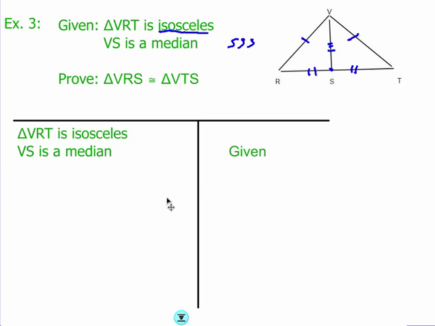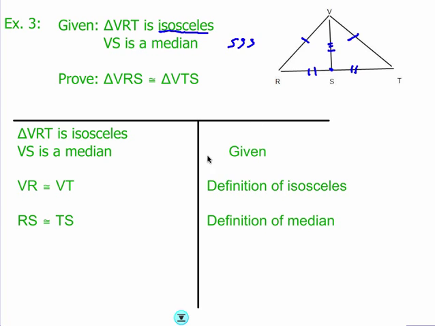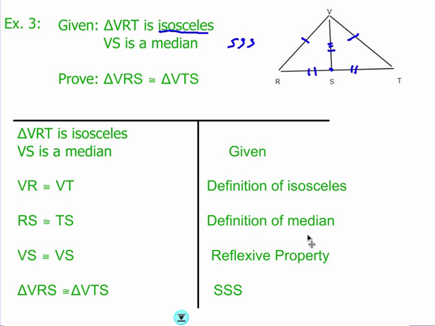VRT is isosceles and VS is a median. Those are our two givens. VR is congruent to VT because of the definition of isosceles triangles. RS is congruent to TS because of the definition of median. And VS is congruent to itself because of the reflexive property. Therefore, these two triangles, VRS and VTS, are congruent by the side, side, side congruence theorem.